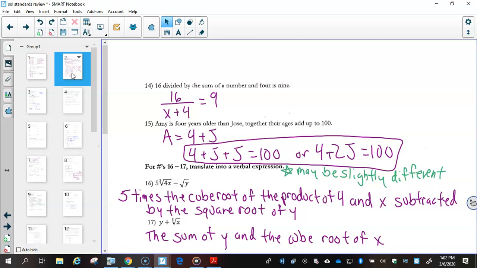For 15, you had to understand that if Amy is 4 years older than Jose, and their ages together add up to 100, you had to add the two together. So either one of these was fine. I did 4x plus y equals. So the variable could be different, okay, so it's still correct as long as it looks like one of these.